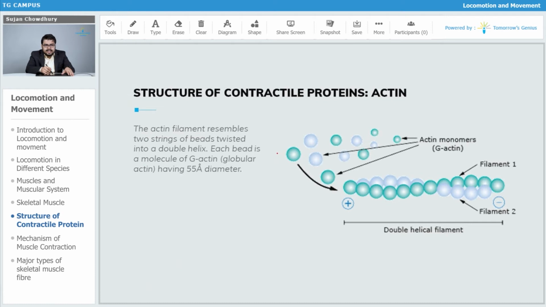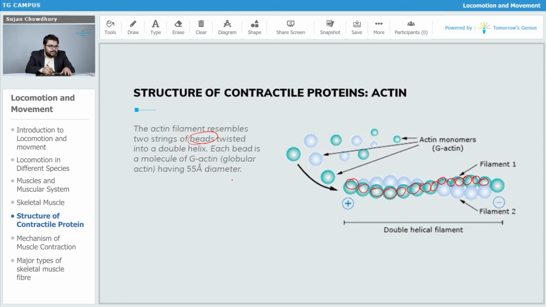Let's now understand the detailed structure of contractile protein actin, which is the main structural protein of thin filament of muscle fiber. So two strings of beads we find which are twisted into a double helix. It is made up of a bead-like structure, beads on string. It is a similar structure which we find in a nucleosome, that is available in DNA. Yes, the nucleosome model indicates DNA packaging well in detail.